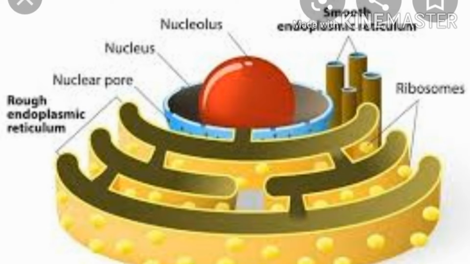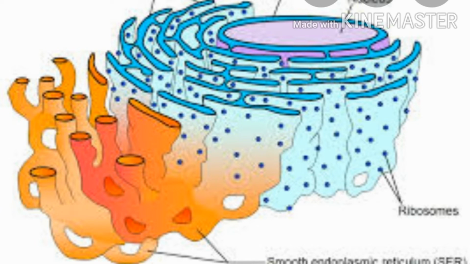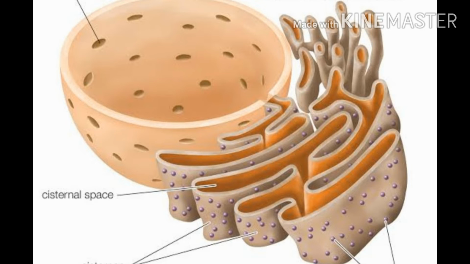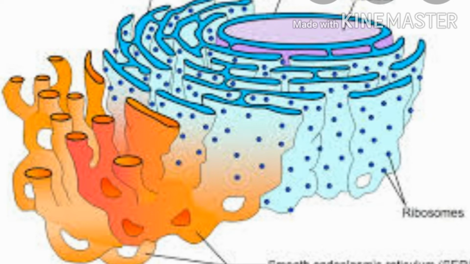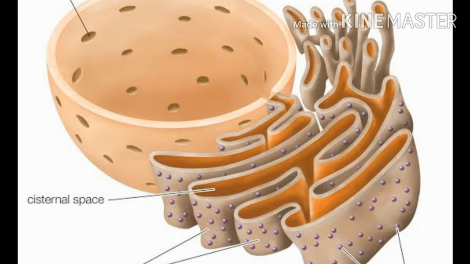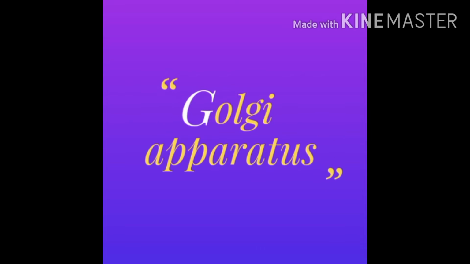Now SER, that is smooth endoplasmic reticulum. The smooth endoplasmic reticulum helps in the manufacture of fat molecules or lipids. Remember, rough endoplasmic reticulum manufactures proteins, but SER manufactures fat molecules or lipids. The proteins and lipids manufactured by the SER help in building the cell membrane, and this process is known as membrane biogenesis.